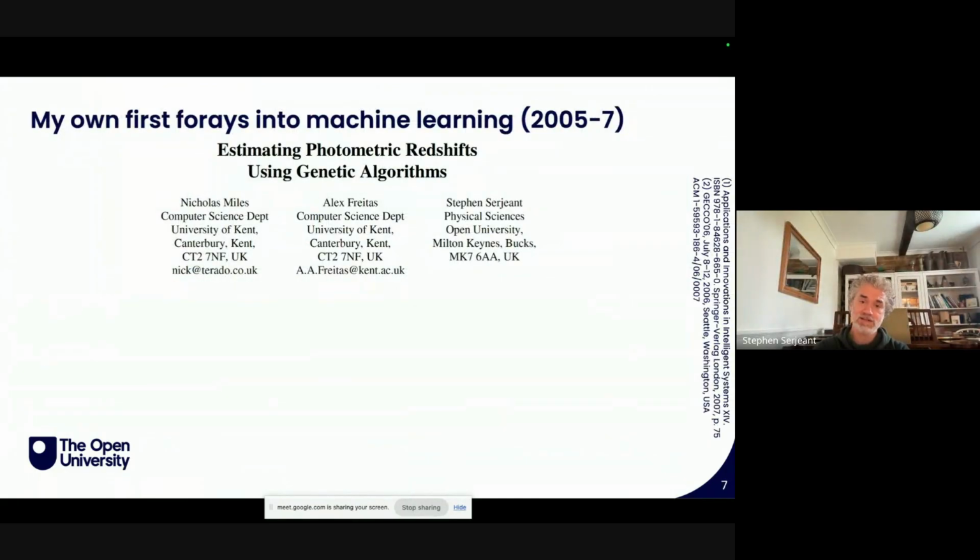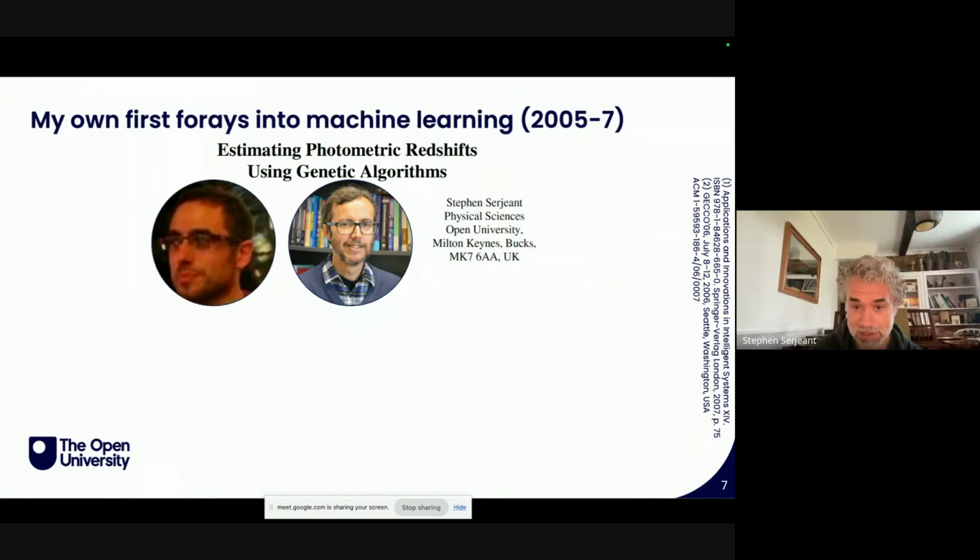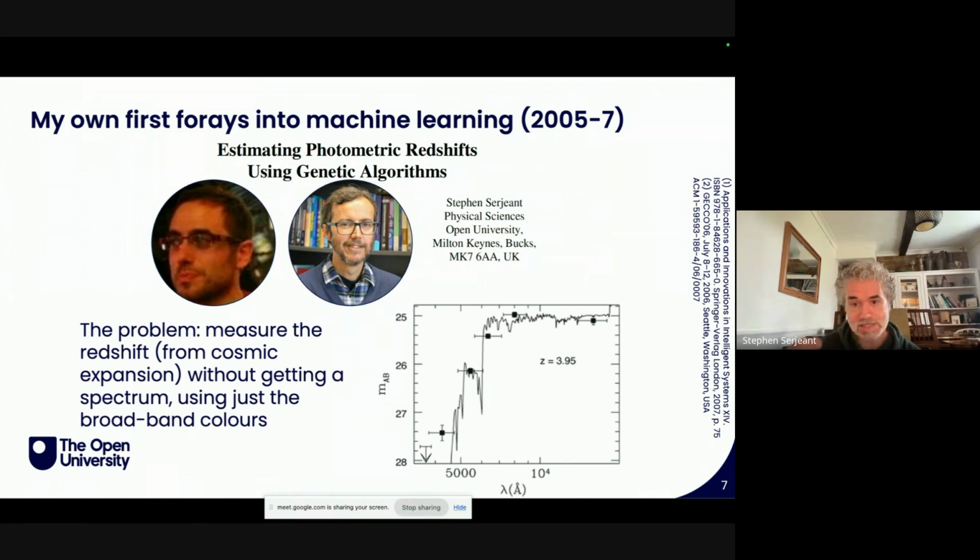in fact, when I was working at a different university, the University of Kent. And the problem was to estimate photometric redshifts using a technique called genetic algorithms. And I was collaborating with a computer scientist there called Alex Freitas and his student Nick Miles. So the problem is to estimate the redshift. A redshift is a measure of how far away a galaxy is. And I can go into the physics of that if you like, but I'm going to just keep this at a relatively low level, astrophysically speaking. So the problem is to estimate the redshift without getting a detailed spectrum of a galaxy, but just using its colors.